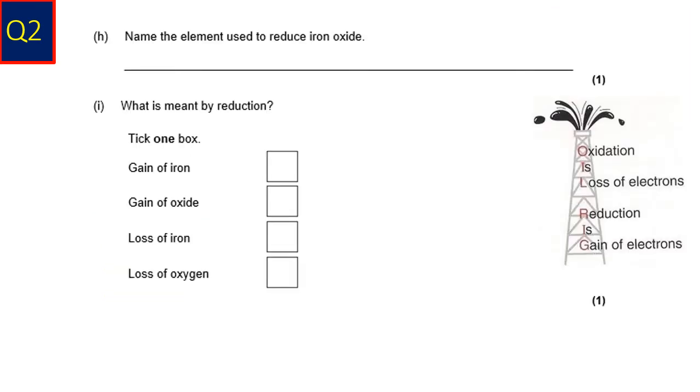Part H, name the element used to reduce iron oxide. So this is the experiment that we did in class with the matchsticks. So what element, and you can look at the equation to help you, is used to reduce the iron oxide? Then we're asked to say, what is meant by reduction? We were asked earlier what was oxidation. Now we're being asked about reduction. So is it the gain of iron, the gain of oxygen, the loss of iron, the loss of oxygen? We've got our OIL RIG to remember here, and we met oxidation earlier, which was the gain of oxygen. So what might reduction be?